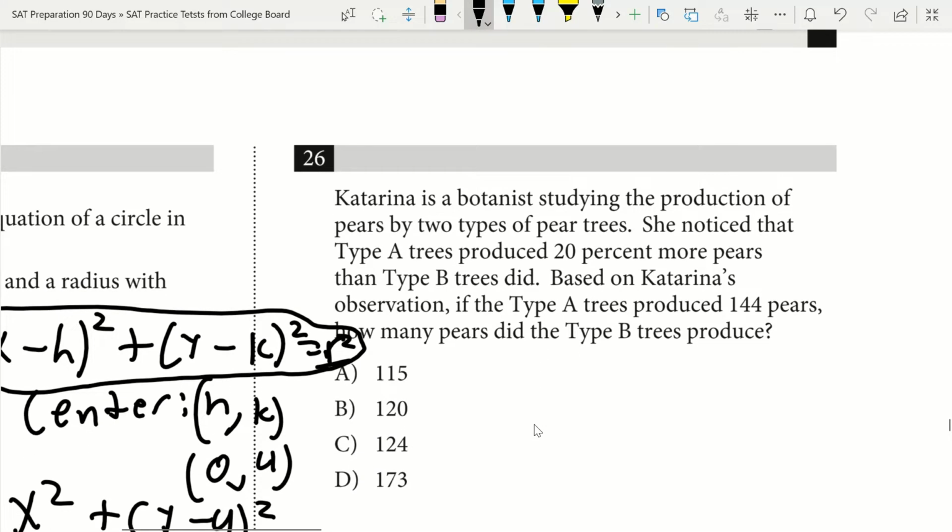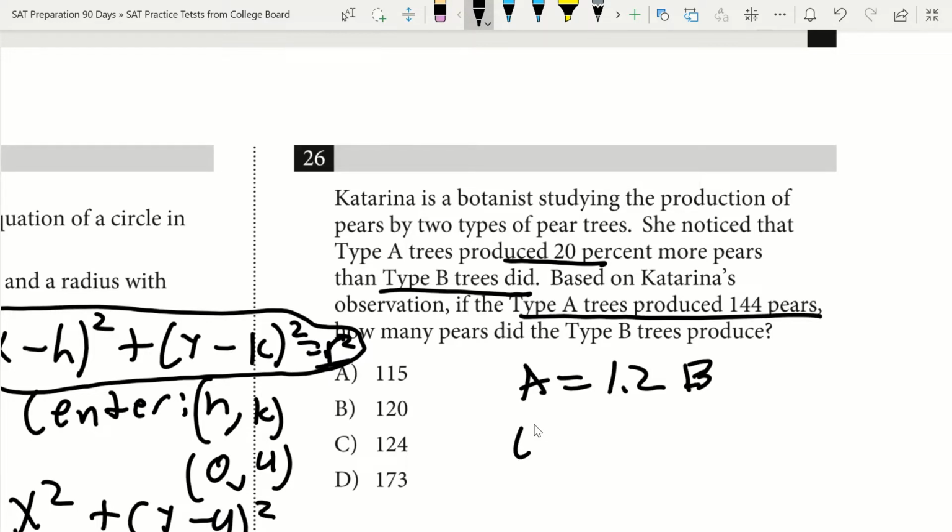All right, so Katerina is a botanist studying the production of pears by 2 types of pear trees. She noticed that the type A trees produce 20% more pears than type B, so that means type A is going to equal 1.2 times whatever type B produces. Based on Katerina's observation, if type A produces 144 pears, how many pears did the type B trees produce?